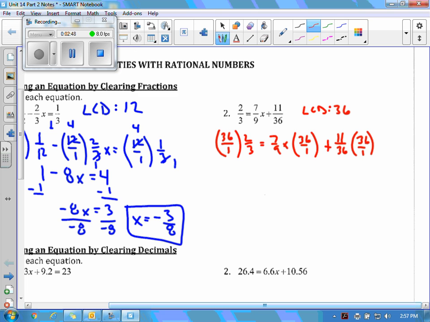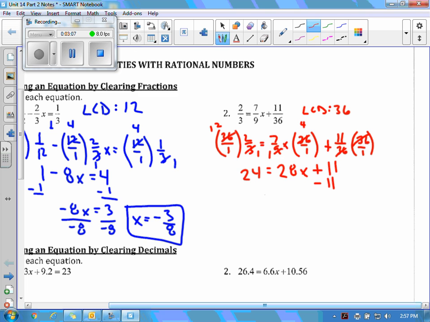So on the left side, 3 divided by 3 is 1. 36 divided by 3 is 12. 12 times 2 is 24. 9 divided by 9 is 1. 36 divided by 9 is 4. So that's 28x. And then the 36's cancel out. So I wind up with 11 over 1 and just 11.